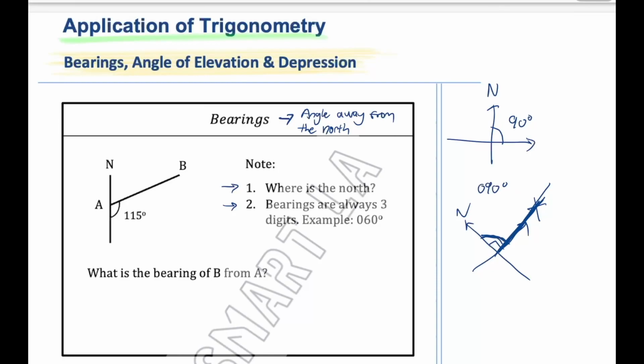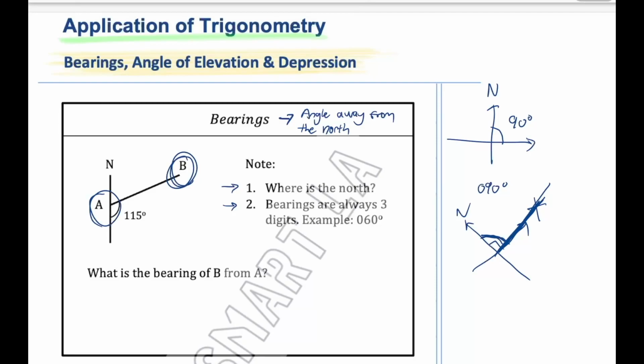How do we find bearings? So over here, let's say we want to find the bearing of B from A. All right, so the bearing of B from A. How do we do that? Now, for bearing, the "from" is very important. So where you are from is very important. So in our case, the bearing of B from A.